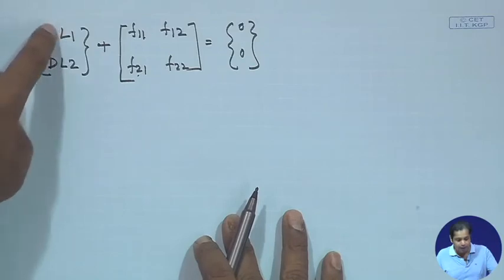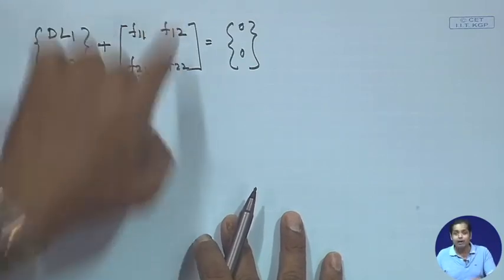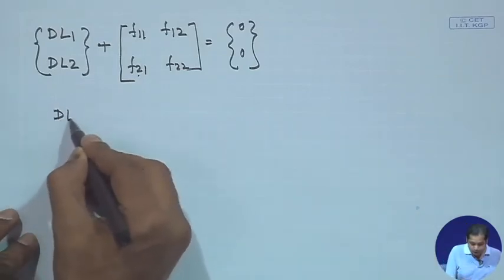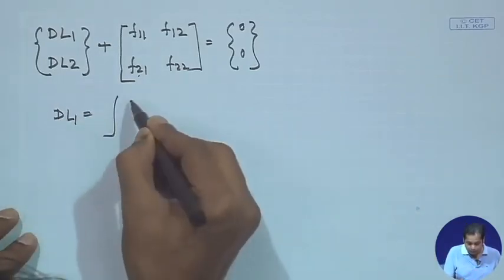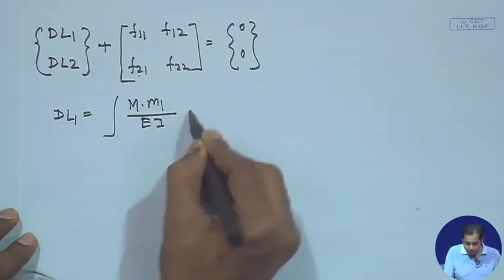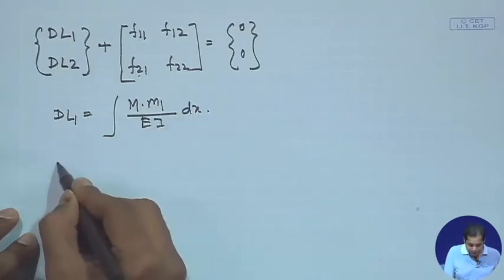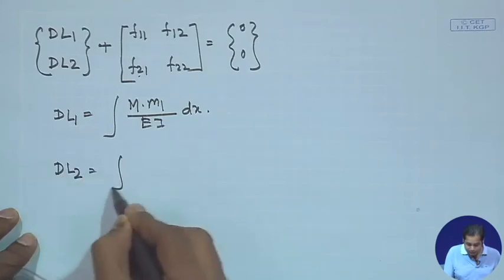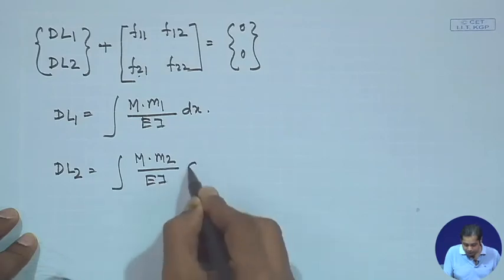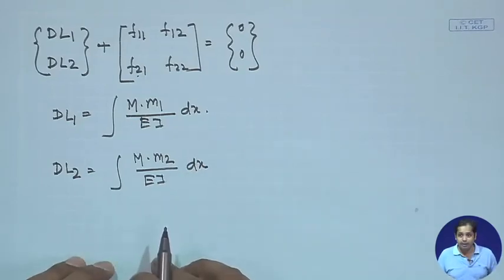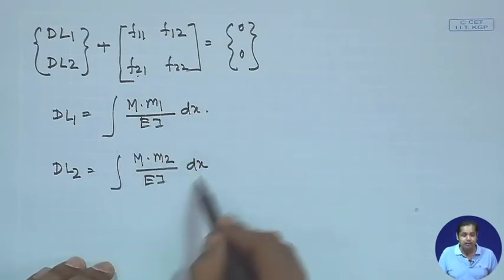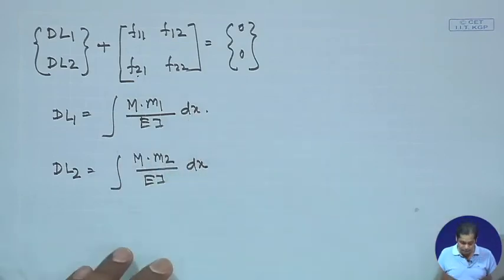You need to find out all these displacements and these compatibility and flexibility coefficients. Now, what is dL1? dL1 is equal to, again we can apply the unit load method, that is the integration of M m1 by EI dx. And then dL2 will be the integration of M m2 by EI into dx. Now, this integration can be done over AB and BC separately and then summed.